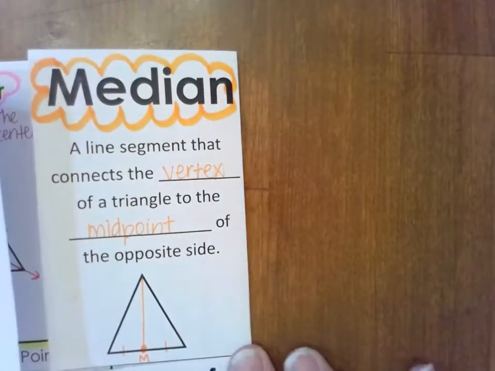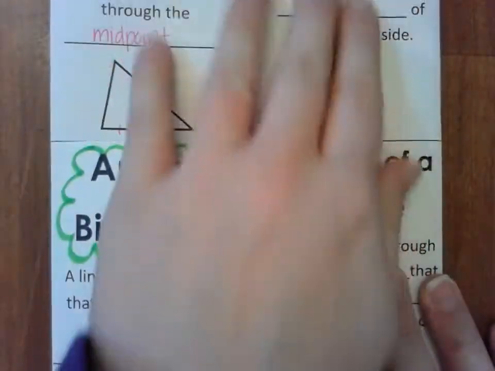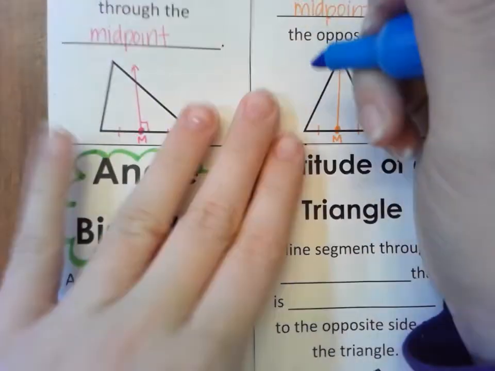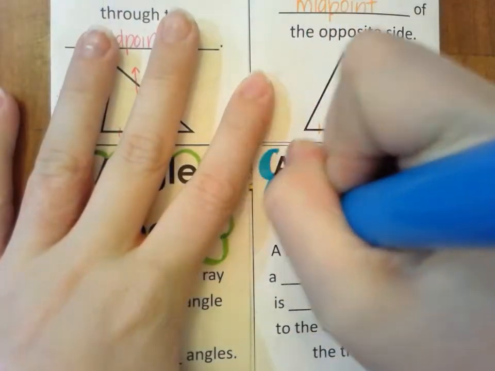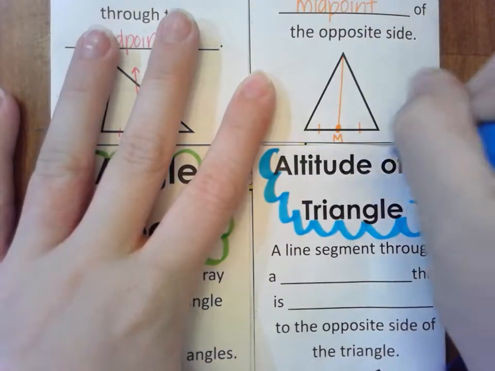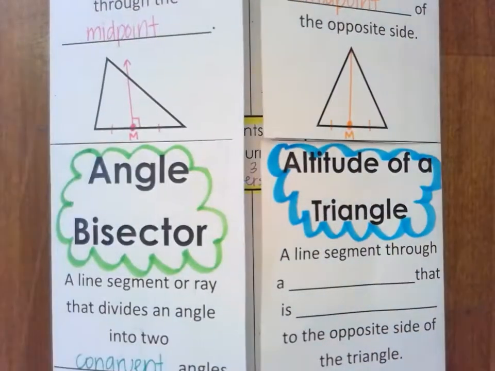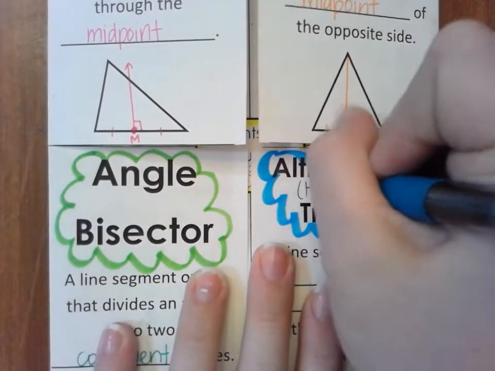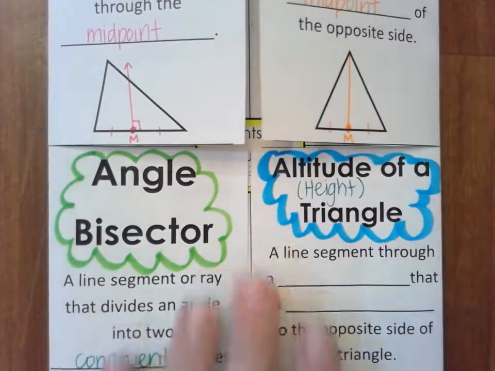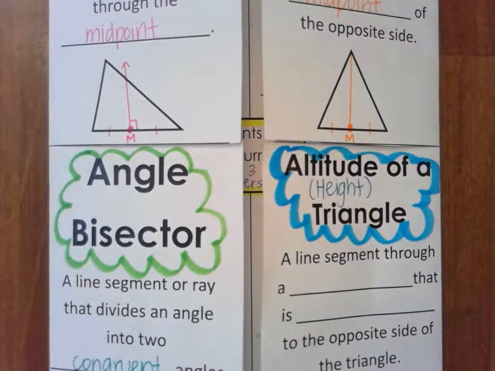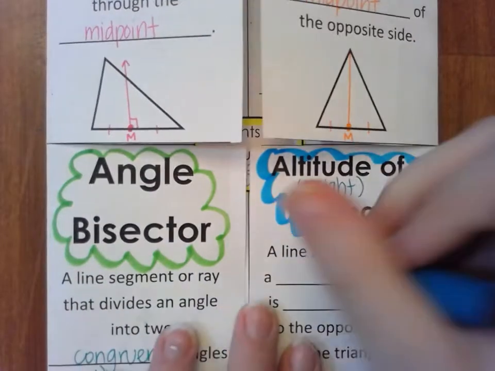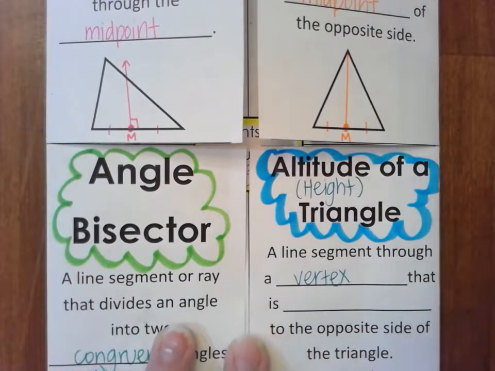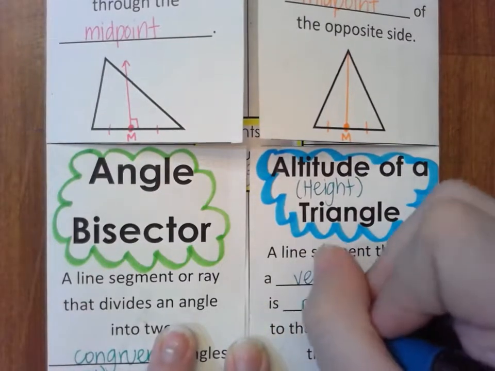Now, lastly, we can talk about the altitude of a triangle. Some of you may have heard of an altitude before, but a lot of you have just heard of an altitude as the height. And that's all it is. Altitude and height are basically the same thing. So the altitude is a line segment through a vertex that is perpendicular to the opposite side of the triangle.